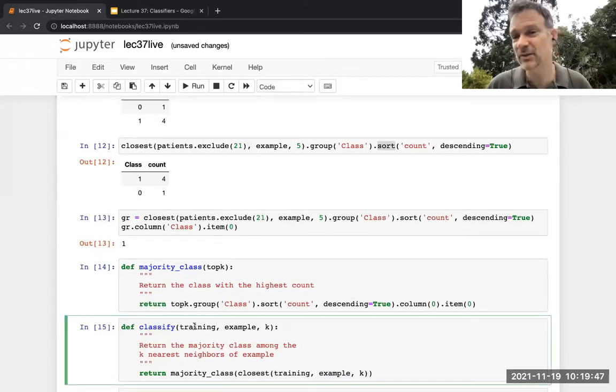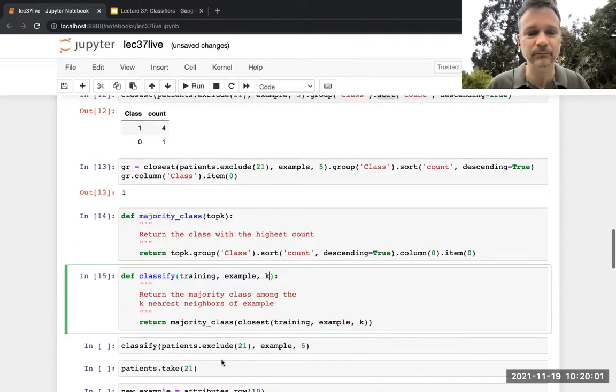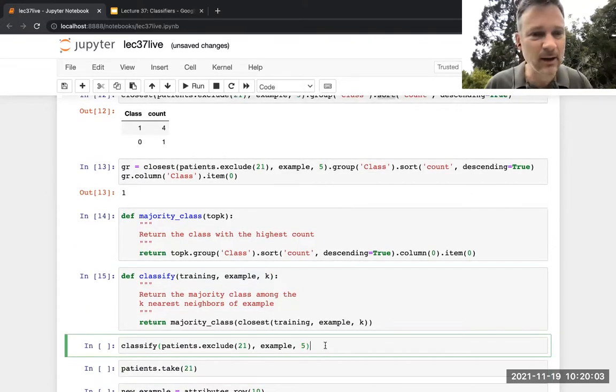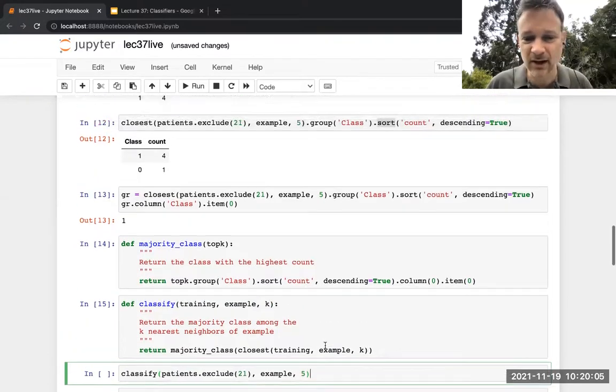All right, so we get a function now, classify, that we could use with any data set, and it has 3 arguments. The first is the training set. The second is the specific example or data point or patient that we want to make a prediction for. And then finally, we have to tell it what value of k we want to use, how many nearest neighbors to look at.